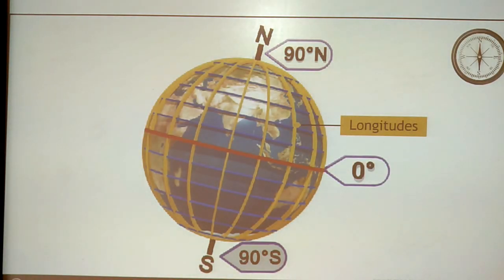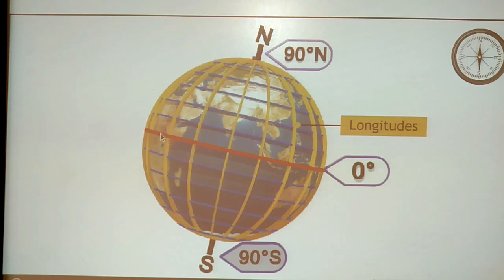Yes, students, these are the longitudes. Can you see the picture? Here, the imaginary lines are drawn. Longitudes are the imaginary vertical lines that run from north to south. They are also known as lines of longitude, and their name is also meridians of longitude.